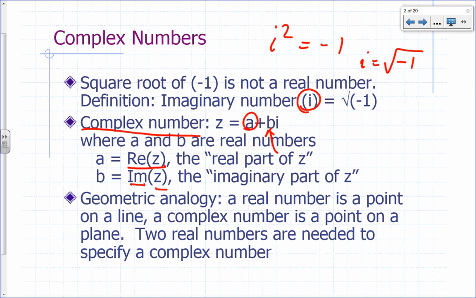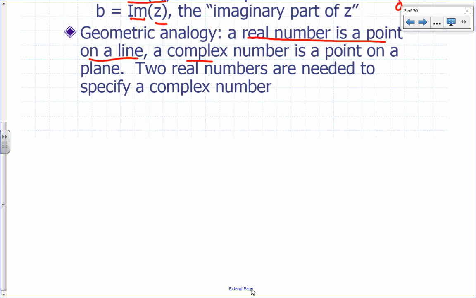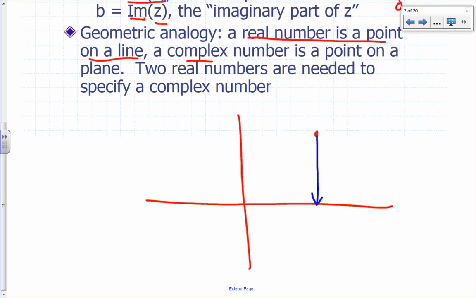A geometric analogy for this: think of a real number as a point on a line. Once you specify your origin, you just need one number to specify a location on the line. So a real number is a point on a line, whereas a complex number is a point on a plane. Any point on the plane, you need two numbers to specify its location, the value along the x-axis and the value along the y-axis. If this is a and that's b, then a point on the plane would correspond to a complex number.